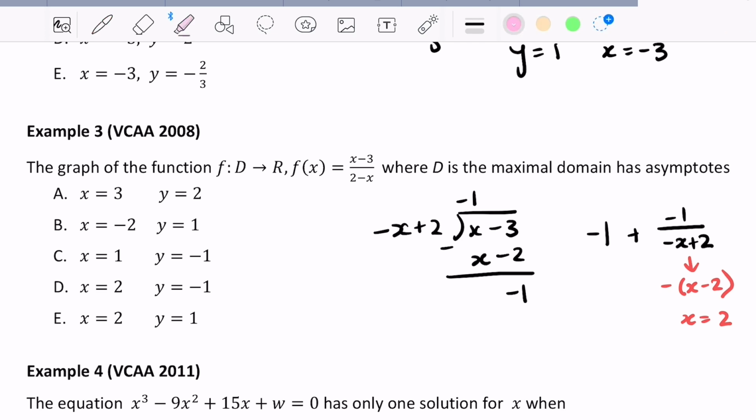So my asymptotes in this case are going to be x is equal to 2 and y is equal to -1. So again, just finding which option that works for: that's x is 2, y is -1. That looks like it's going to be D.